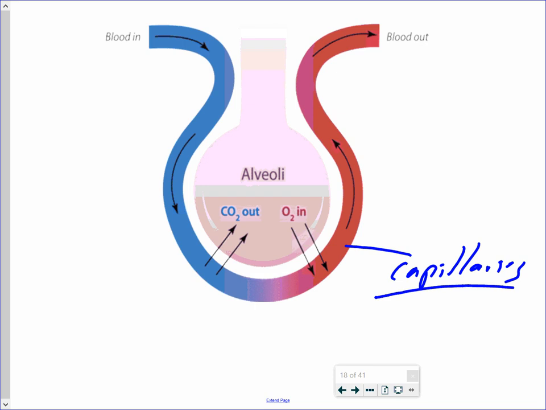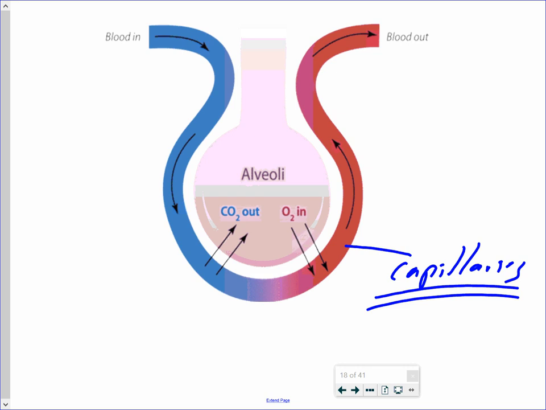The smallest and thinnest of the blood vessels, and it's only here where things like oxygen and carbon dioxide can move from one side of these blood vessels, the lining of the blood vessels, the endothelial lining, to the other side.